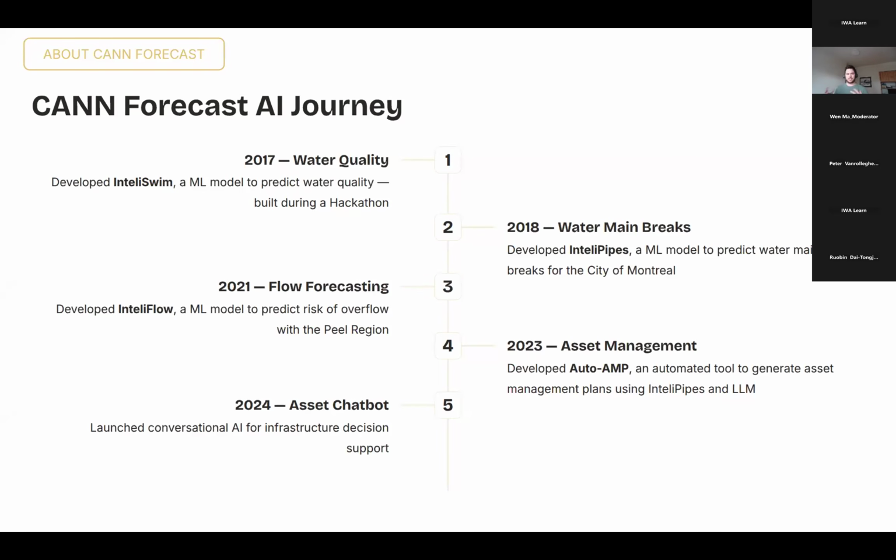After that, I think two years after, we started to do more flow forecasting in the wastewater and stormwater network, and this was for the Peel region, another region in Ontario. This is another machine learning model that we developed. A couple of years ago, pipes, as was mentioned, was used by a lot of utilities, mainly in Canada but also in the US. People were saying, okay, it's good, we're using your model, but can we have something more comprehensive? This is where we started the development of Auto AMP, which I'm going to get into. Then I'm going to talk about our asset chatbot and challenges. So I'm getting into our AI journey, but more from the asset side today than the water quality and flow forecasting.